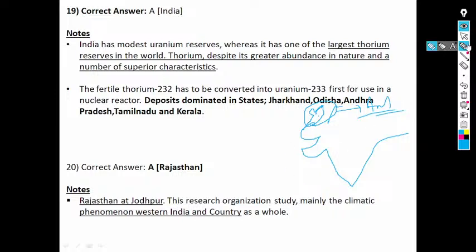Then next, this organization, the research organization, studies mainly the climatic phenomena of Western India and the country as a whole.